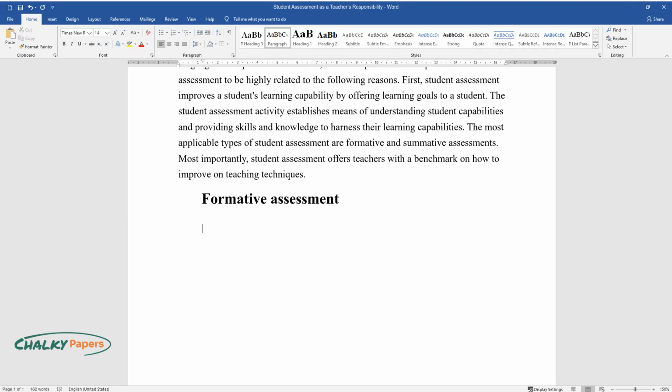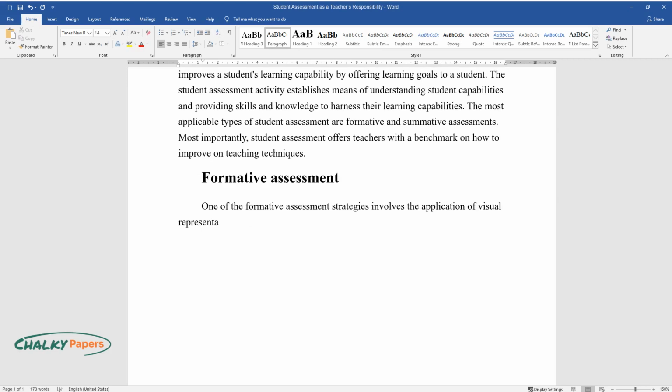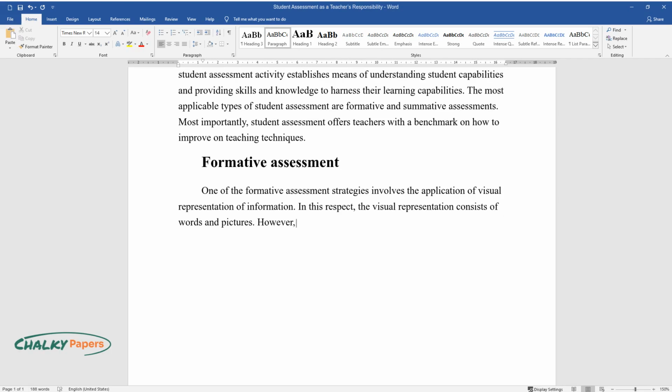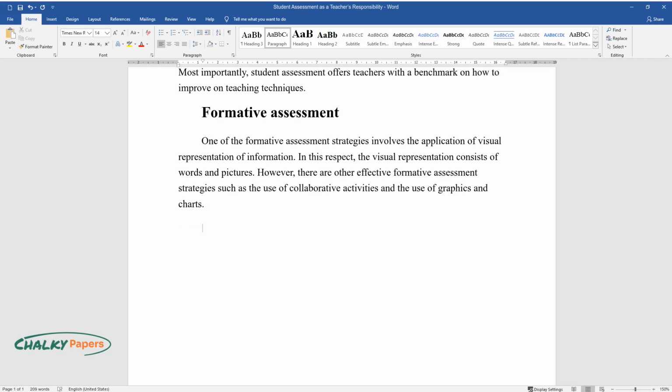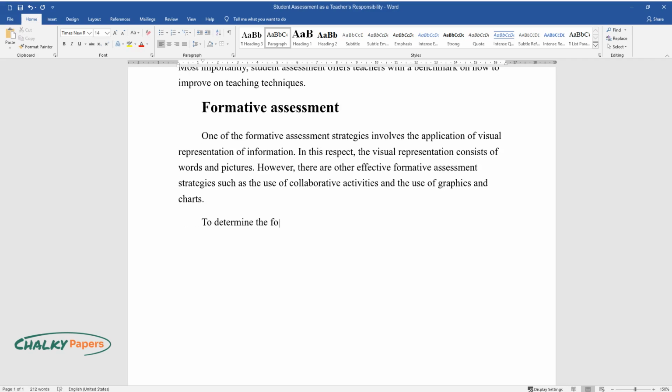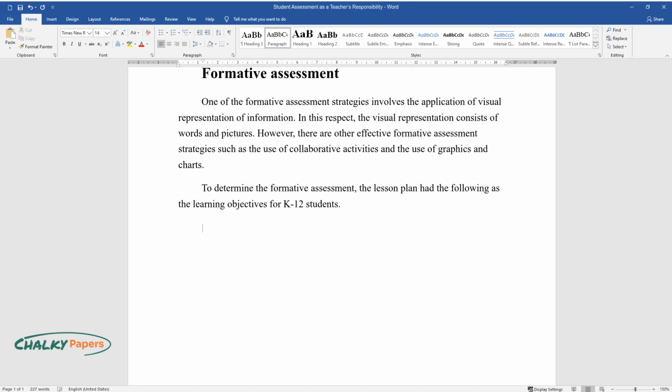Formative assessment. One of the formative assessment strategies involves the application of visual representation of information. In this respect, the visual representation consists of words and pictures. However, there are other effective formative assessment strategies such as the use of collaborative activities and the use of graphics and charts. To determine the formative assessment, the lesson plan had the following as the learning objectives for K-12 students.